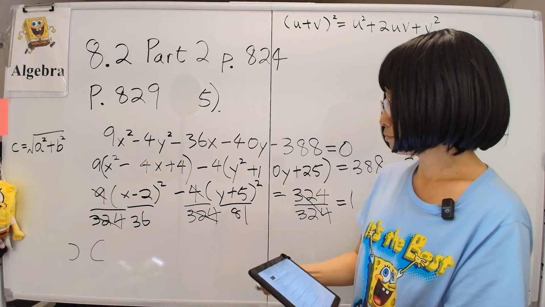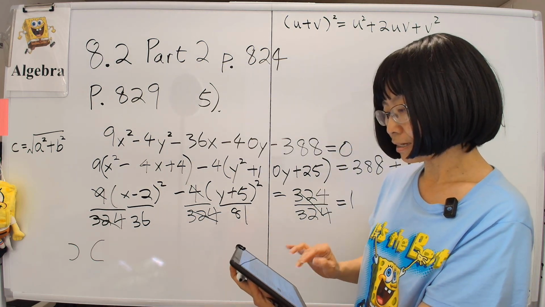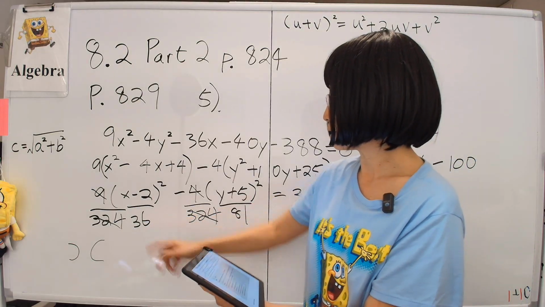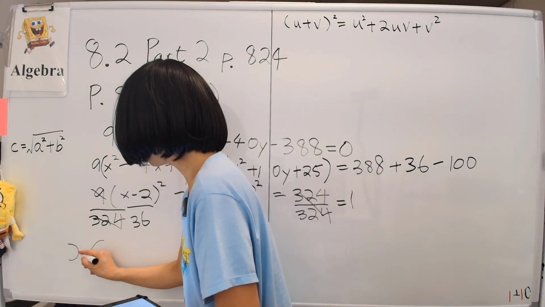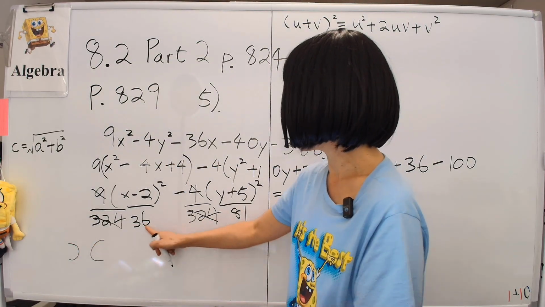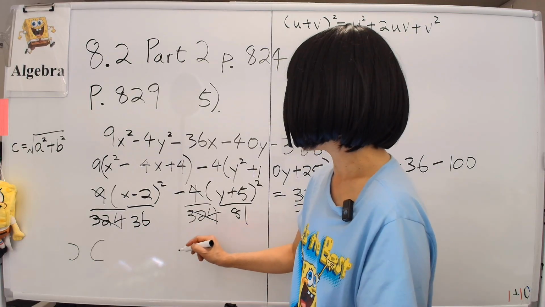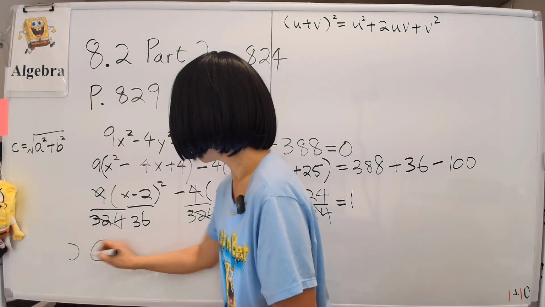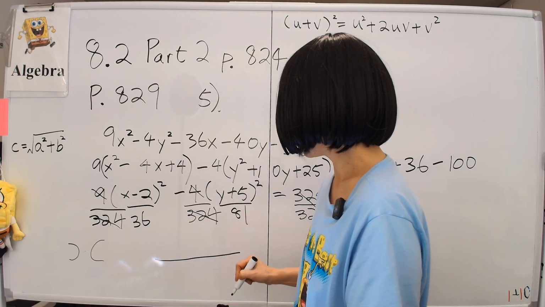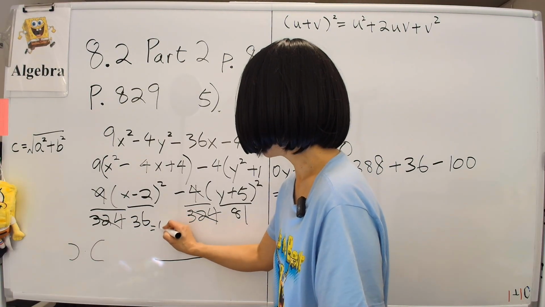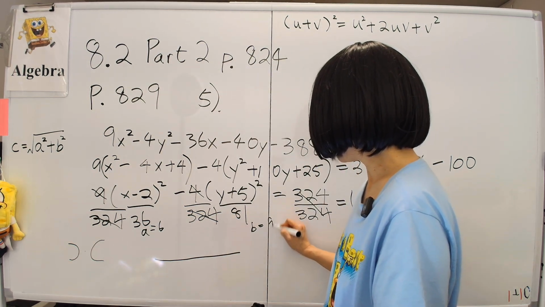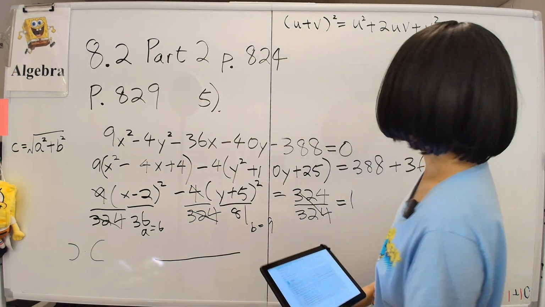In that case, which one's a? So this number is the a. So the narrowest part of the hyperbola is the square root of 36, which is 6. So a equals 6. Okay, let's draw this thing. a equals 6, and then b equals 9. So b is bigger.